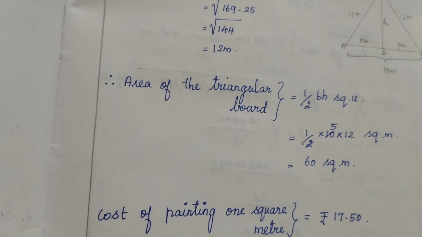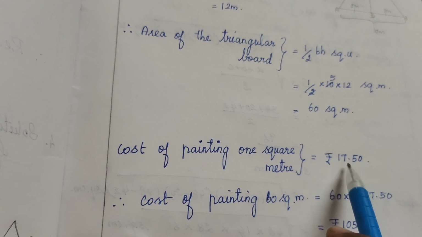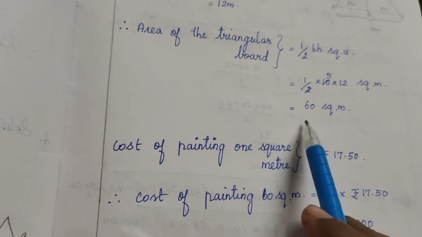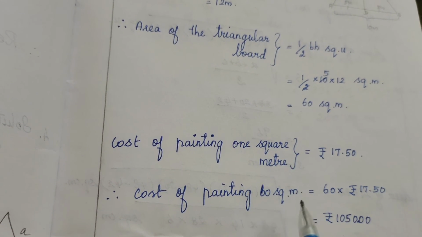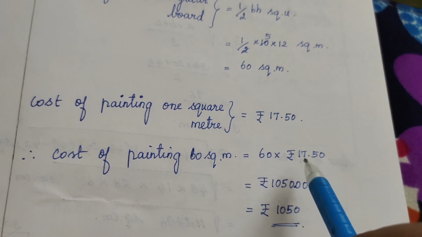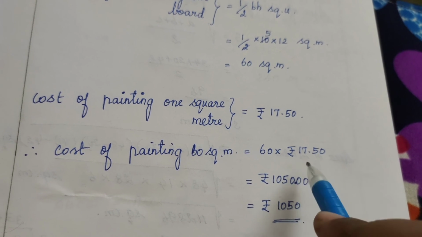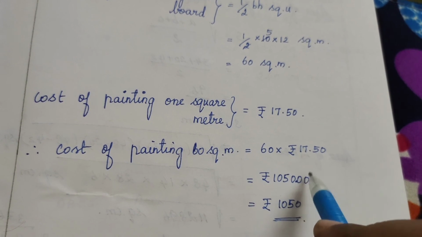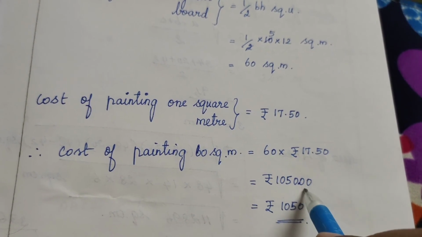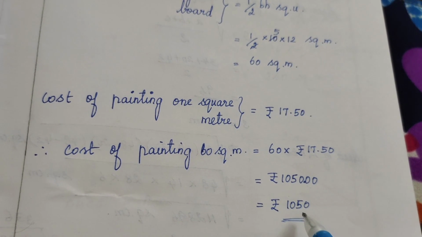And then cost for painting 1 square meter equal to rupees 17.50. We have 60 square meter, that's why we are going to multiply this. So 60 into rupees 17.50 equal to rupees 1050. Here we have 2 decimals, that's why here also we are taking 2 decimals. So the required amount is rupees 1050.